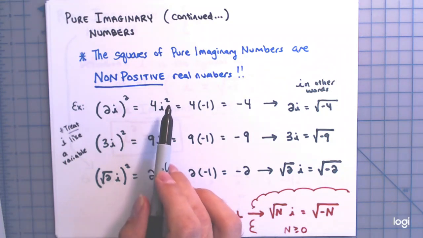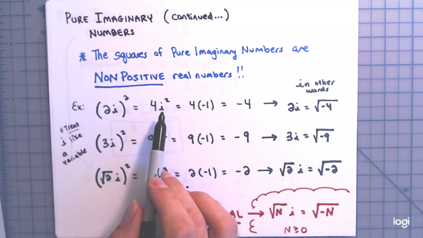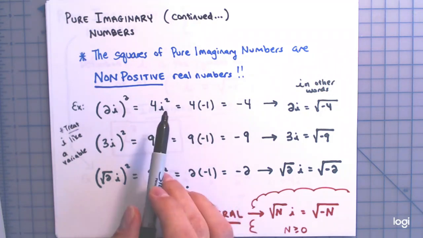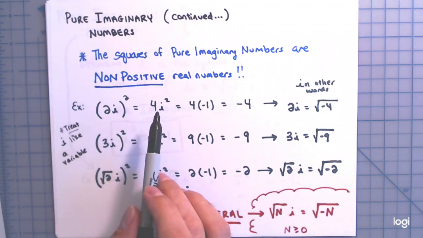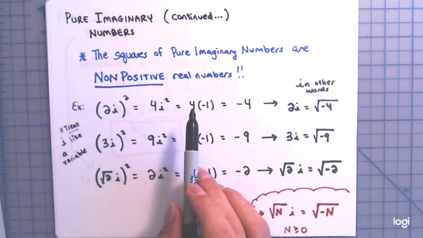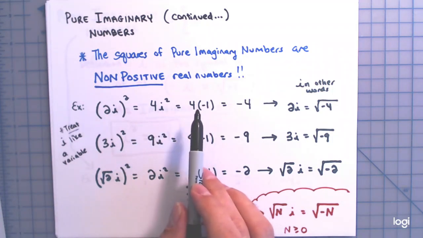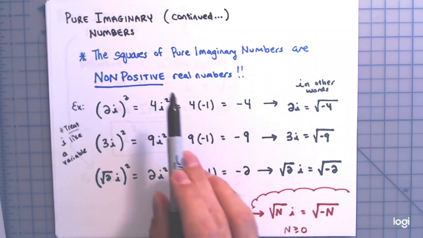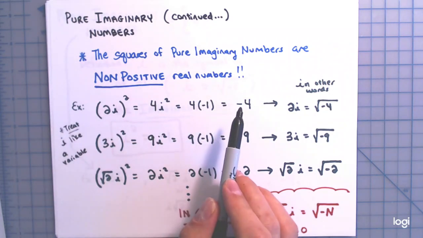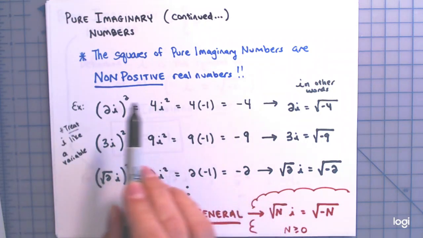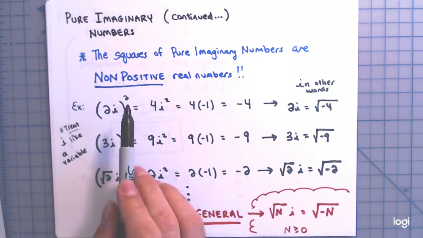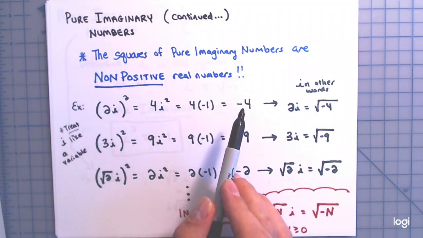But remember what I said in the previous page, I is that number that when squared gives me -1. So when I take 2i times 2i, I get 4i squared. But what's 4 times I squared? That's the same thing as 4 times negative 1, and that is negative 4. See, I end up with a non-positive real number. Negative 4 is real, but it's not positive. So take a pure imaginary and square it, you get a non-positive real number.